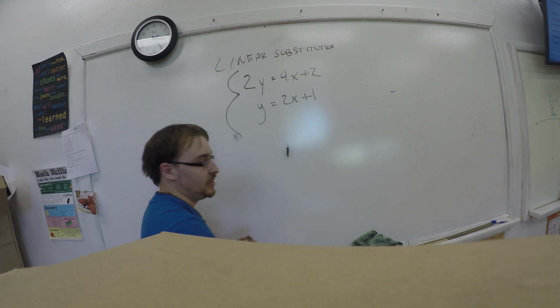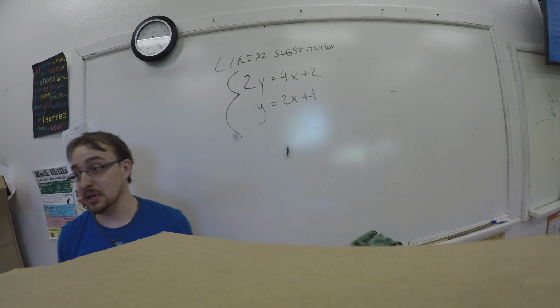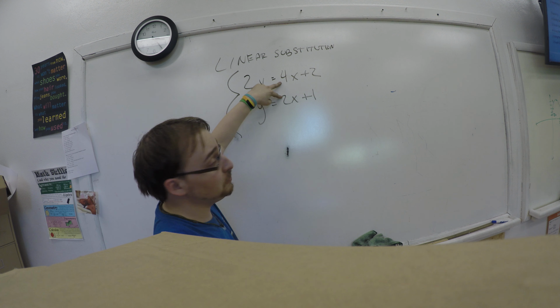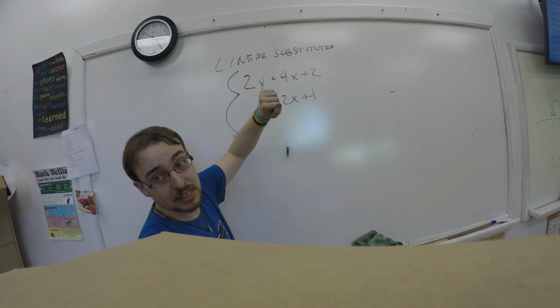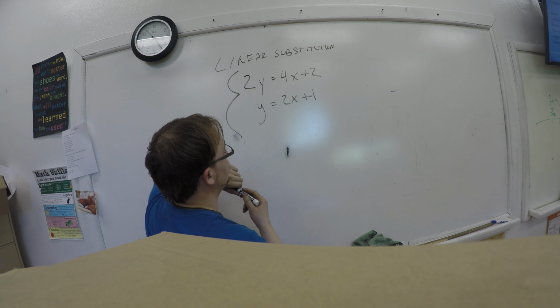This is going to have infinitely many solutions. How do I know that? Because the slopes are the same. The slopes are different now, but we need to get this on its own. We need to have y on both sides. We need to get it into slope-intercept form.